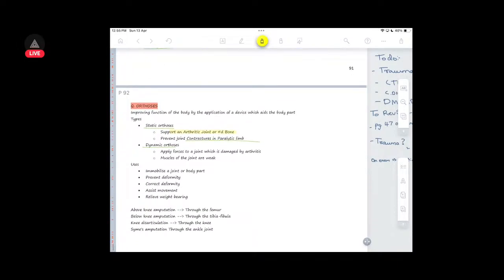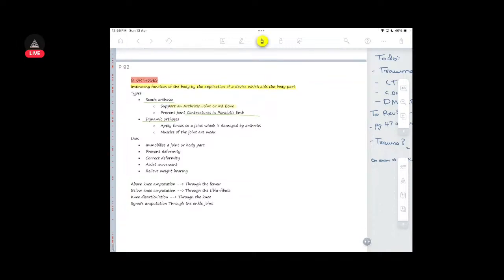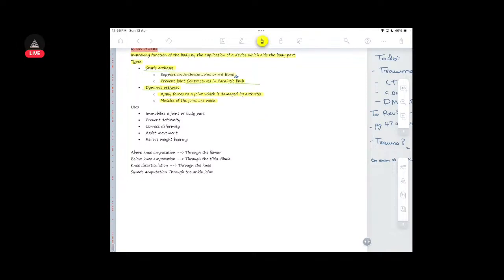Orthosis is improving the functioning of the body by application of a device which aids the body part. It can be of some types. You have static orthosis, which supports an arthritic joint or a fractured bone, and preserves joint contractions in a paralytic limb. And you have dynamic orthosis, which applies forces to a joint damaged by arthritis where the muscles of the joint are weak. Uses of orthosis: immobilize a joint or body part, prevent deformity, correct deformity, assist movement and relieve weight bearing.